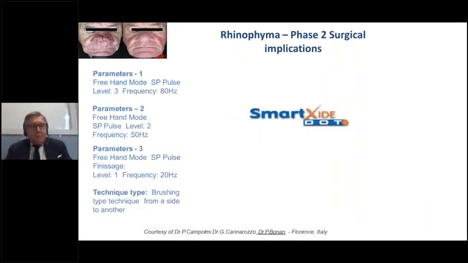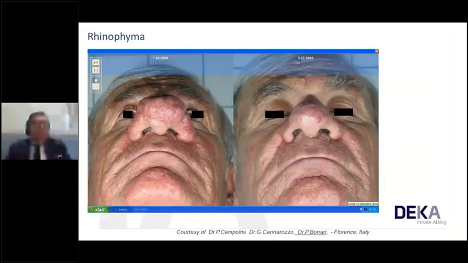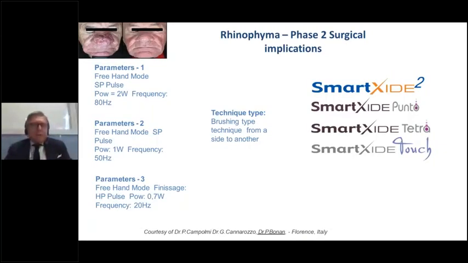You see the parameters: freehand mode SP pulse, level 3 with the previous SmartXide Dot, and with the new one, we have SP pulse, but 2 watt and 80 Hz as a frequency. It's very interesting because we made a lot of mistakes in the 90s when we didn't have this kind of possibility, technical improvement. So at that time we had bad scarring, white scarring, not as good as we can have right now.